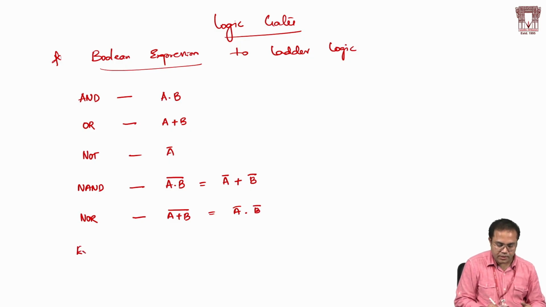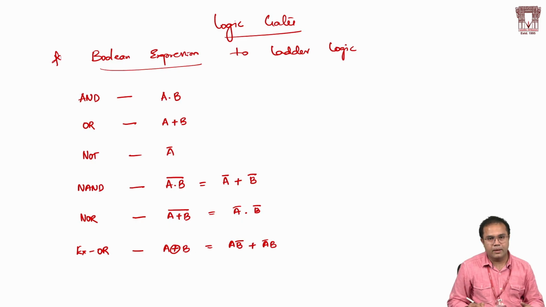Same is the case with the XOR. I can write this as A XOR B, and if I expand this, A B bar plus A bar B. Now, when you look at these logic gates, in every gate there is a Boolean expression. So this is an operation, and this is a Boolean expression, right? Now, if you know how to convert any given Boolean expression into ladder logic, then any kind of combinational design you can realize easily in ladder logic.